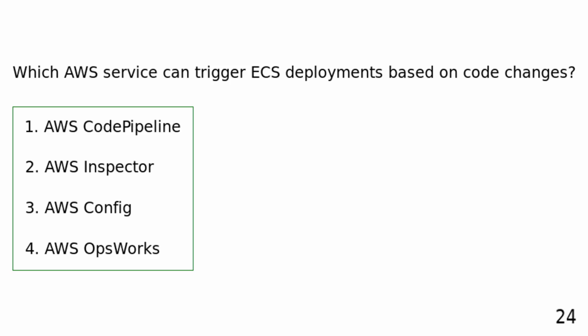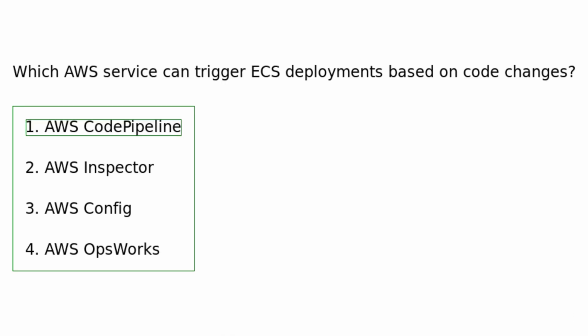Which AWS service can trigger ECS deployments based on code changes? AWS CodePipeline, AWS Inspector, AWS Config, AWS OpsWorks. AWS CodePipeline can be configured to trigger ECS deployments automatically when code changes are pushed to a repository.